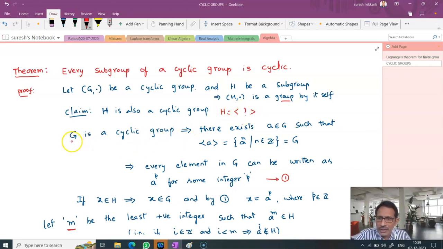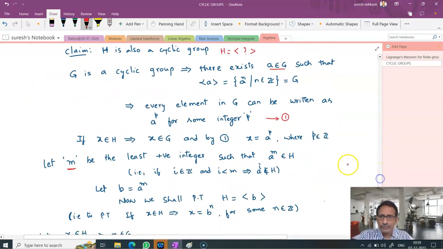Now, for that, first we have G is a cyclic group. Means what? So there exists an element A of G such that it generates G. It generates G means what? A to the power of integers gives every element of G. That means you take different powers of A, and you will get every element of G from those powers. That is what I have written here. So every element in G can be written as some power of A, A^p, where p is an integer, right? p can be anything, m, n, you can name it anything, but p is an integer.